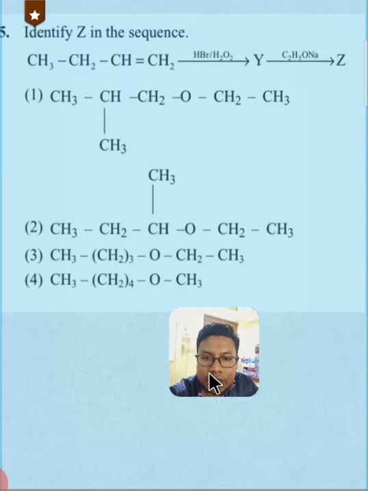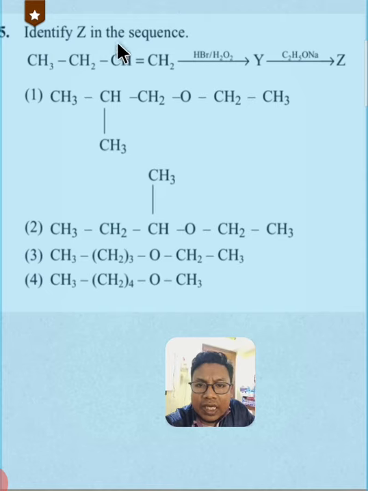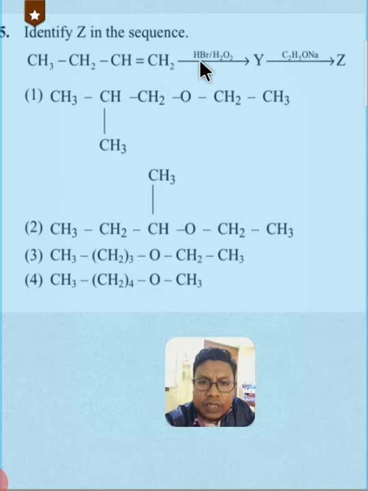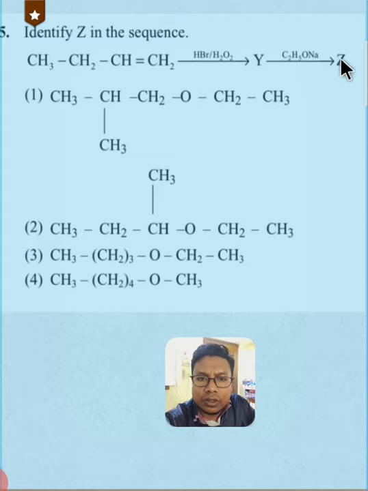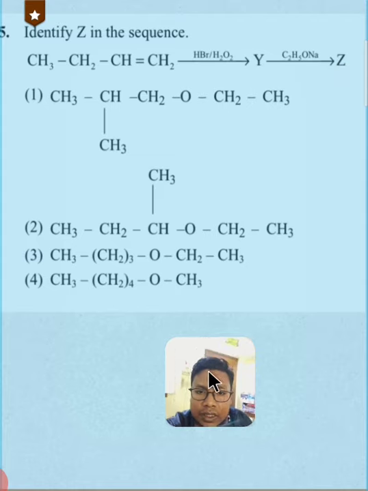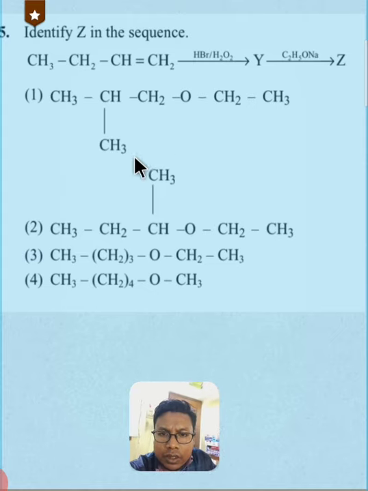The next question is, what identifies Z in the following sequence of reaction? This is our alkene, and if it is reacted with HBr in presence of H2O2, Y is formed, and Y is reacted with this, Z is formed. So we need to identify Z. This is a pretty easy question. Anti-Markovnikov rule will be applied here.